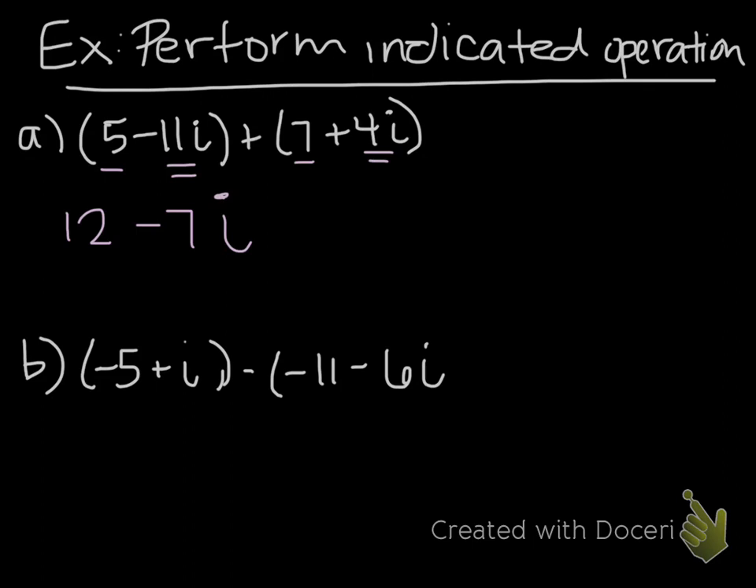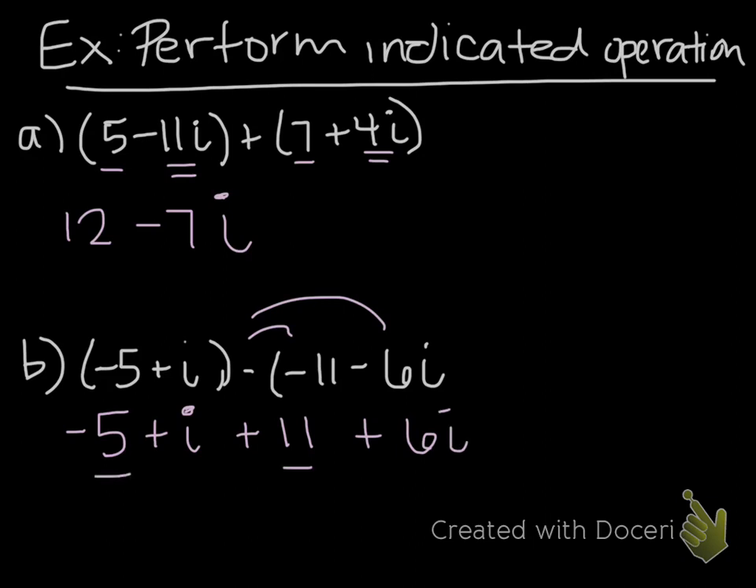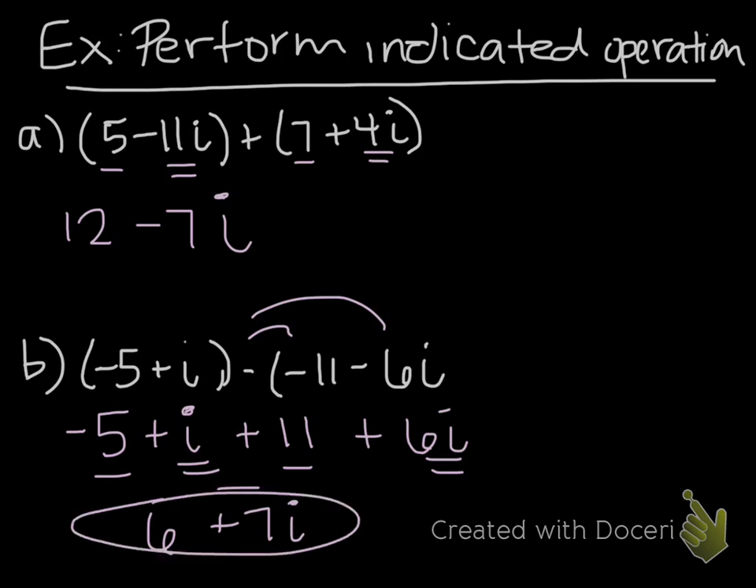For letter B, when we're subtracting, we would distribute this negative. So I can drop the first set of parentheses because nothing's going to change that complex number. So I'll have a positive 11 and I'll have a positive 6i. And now you simply combine like terms. So I have 6 for my real and 7i for my complex. And that's all you would do for subtracting.